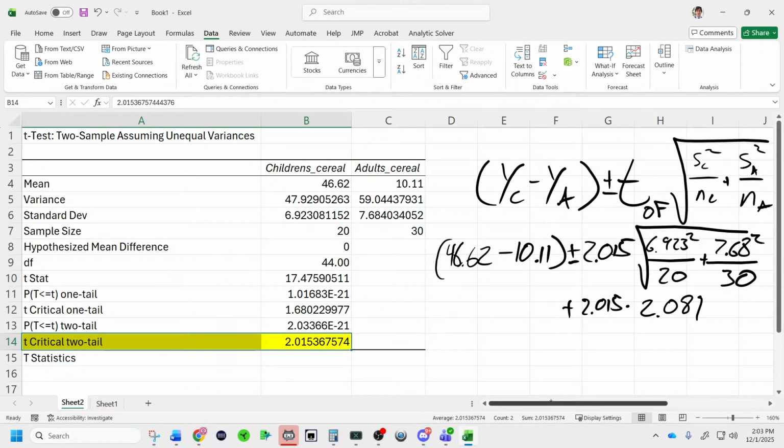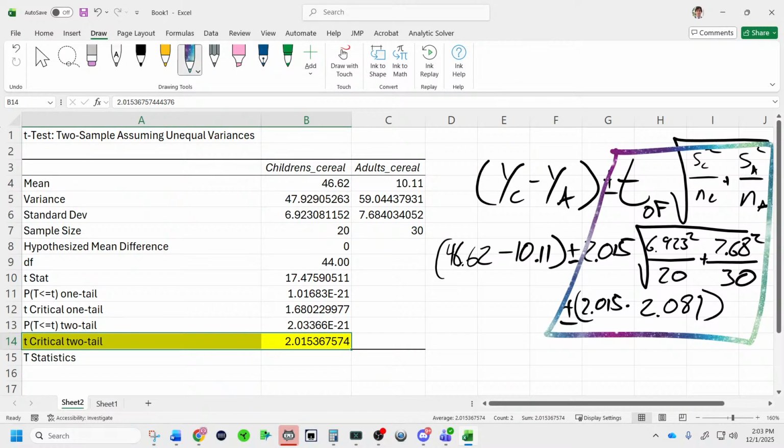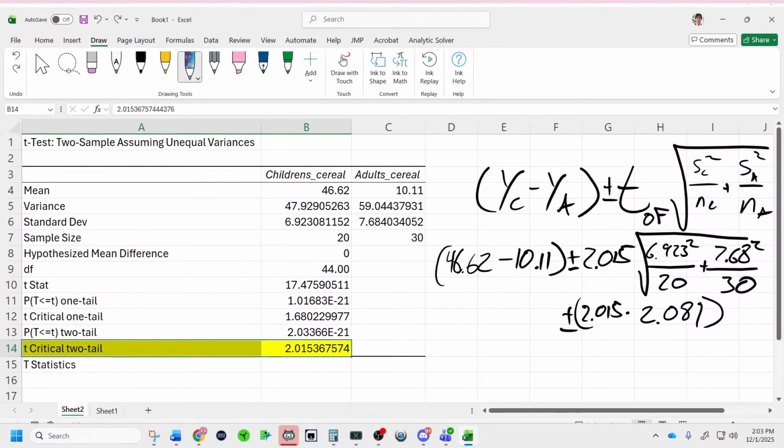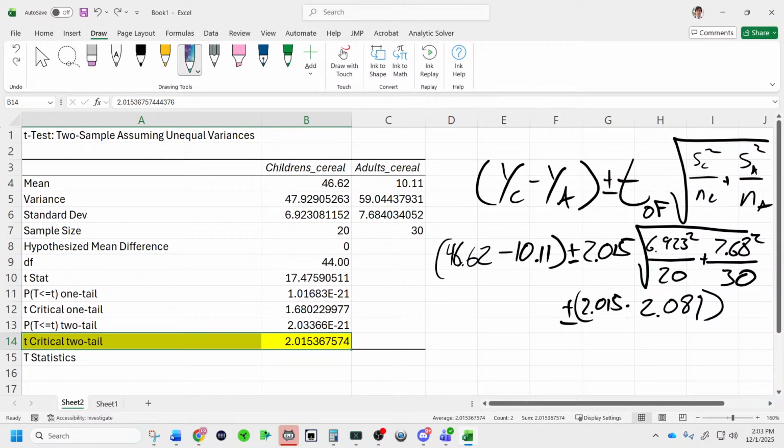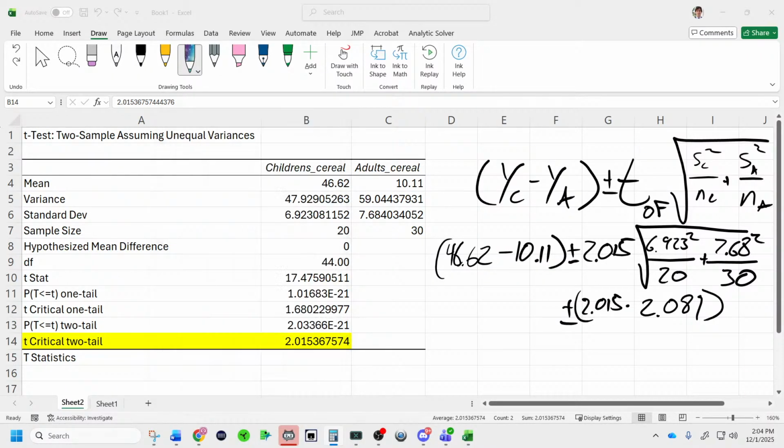2.015 times that. That is the margin of error over here. Once again, make sure you know your components of a formula, that everything after the plus or minus is the margin of error. This is the standard error on the far side of the equation. That's all the standard error, and this gives you the confidence level right there. So we're going to multiply those together to get the margin of error. And 4.21 is the margin of error.